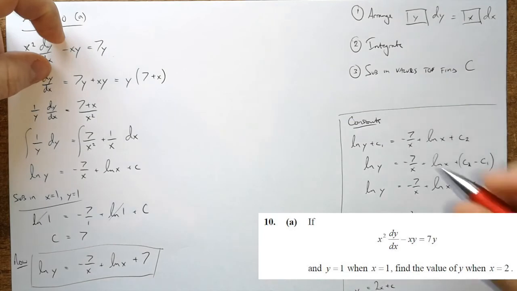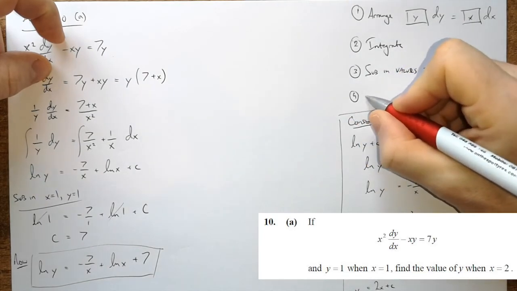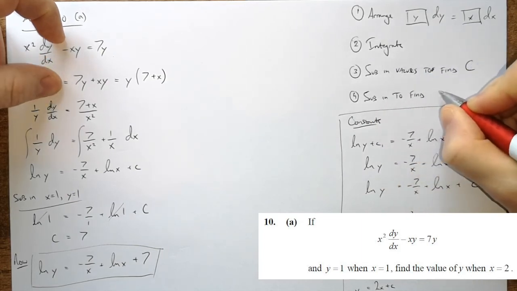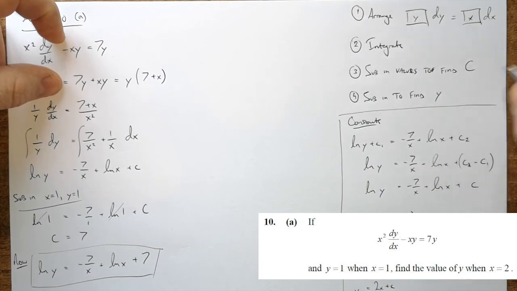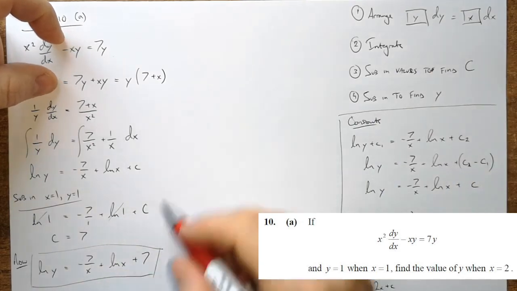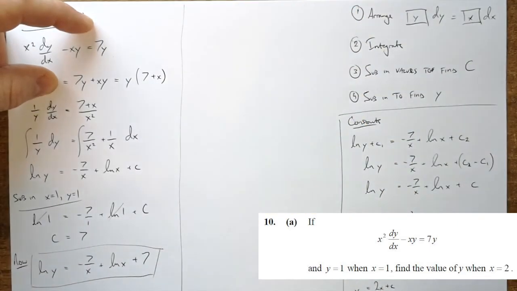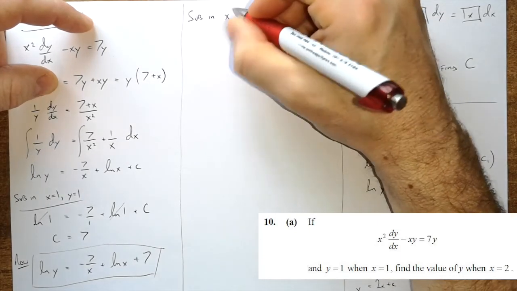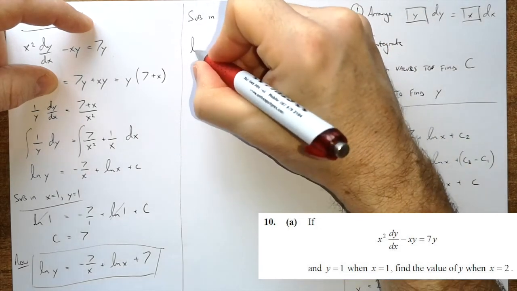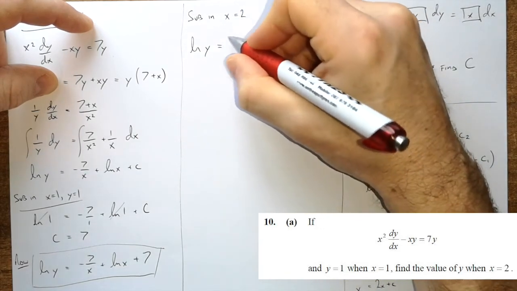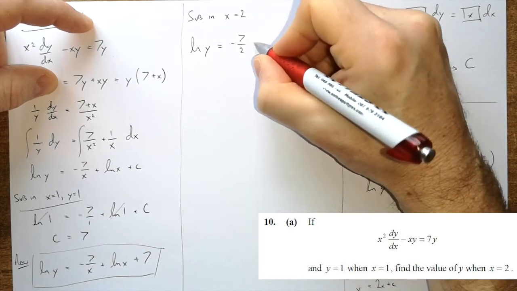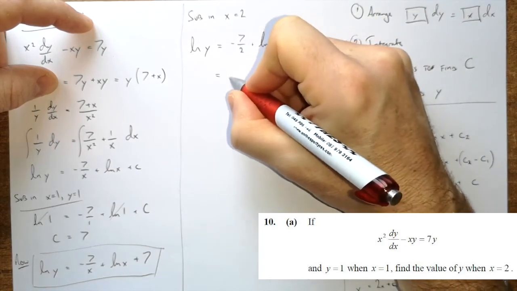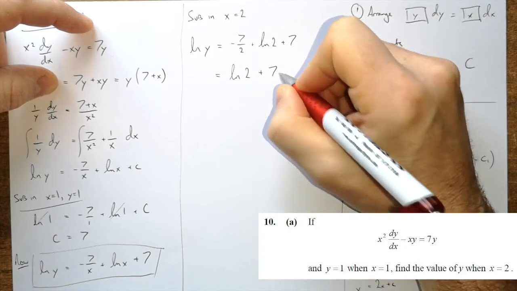So finally, the last little bit is what this one is. Okay, we sub in to find the missing value. And in this case, it's going to be the value of y. All right, so we sub in x to find the value of y. Off the bottom of the page, we'll come back up here, just a little line to keep things tidy. So we sub in x equals, in this case, 2. All right, so ln y is minus 7 over 2 plus ln 2 plus 7. So that equals ln 2 plus 7 over 2, of course.